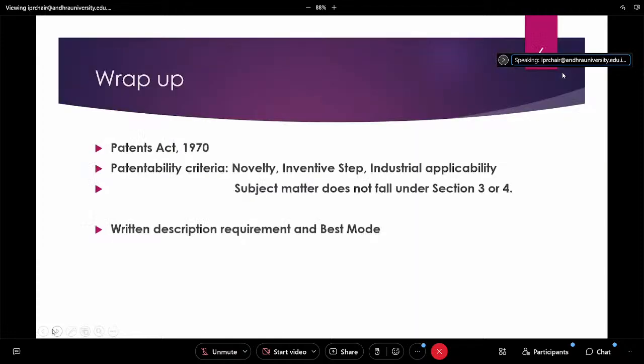So the wrap up to this was the Patents Act was in 1970. The criteria is the same thing. I'm not going to repeat. A subject matter that falls under section 3 or 4 will not be called patentable. Then apart from satisfying all these criteria, there is something called the written description requirement, that is enablement, how your application is enabled, whether you have provided sufficient details or not. And the best mode, you have to put these things in your application. So this is the wrap up of the previous class.